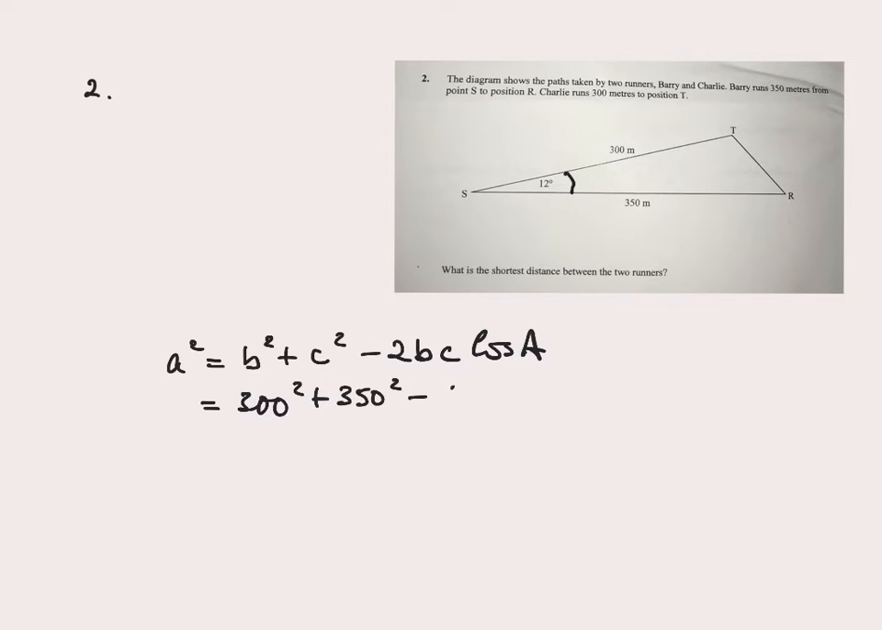Now we want to use the cosine rule here because we have two sides and the angle between the two sides. Hope you can see that. So a squared equals b squared plus c squared minus 2bc cos a. That's 300 squared plus 350 squared minus 2 times 300 times 350 times the cos of 12 degrees.